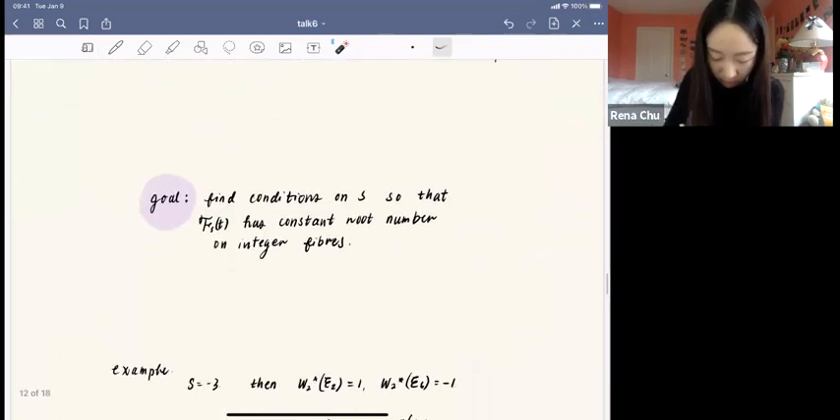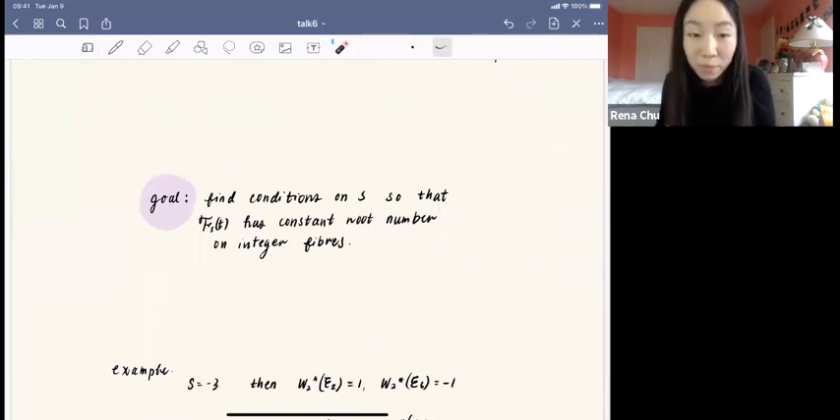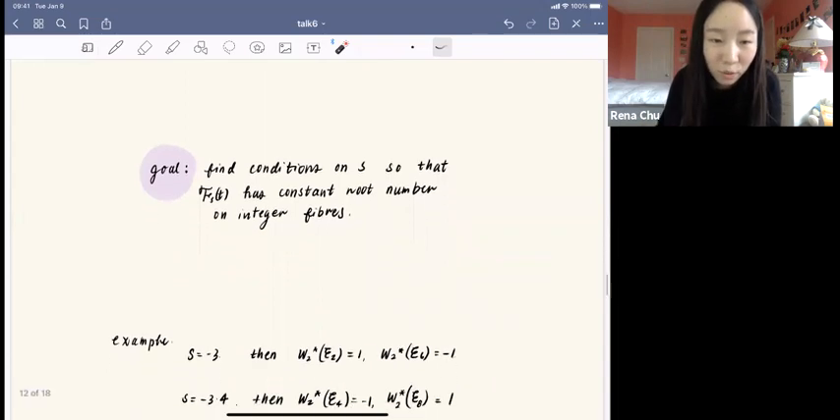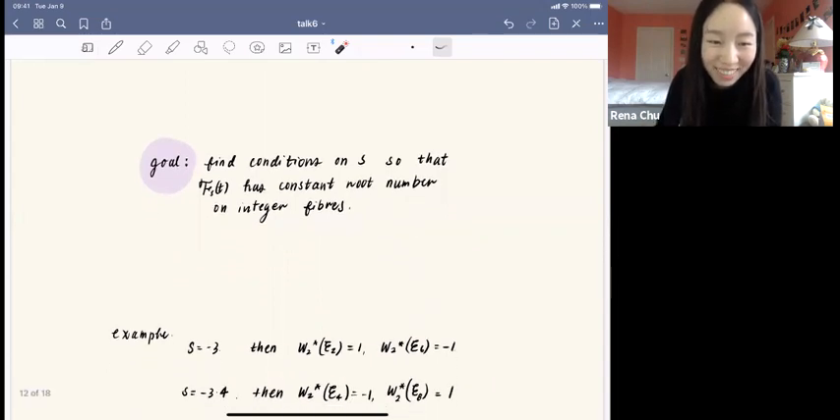That means that S equals -3 does not work. So S equals -3 does not give us a family with constant root numbers on integer fibers. Okay, so why don't we try something else? Let's try S equals -3 times 2 squared.